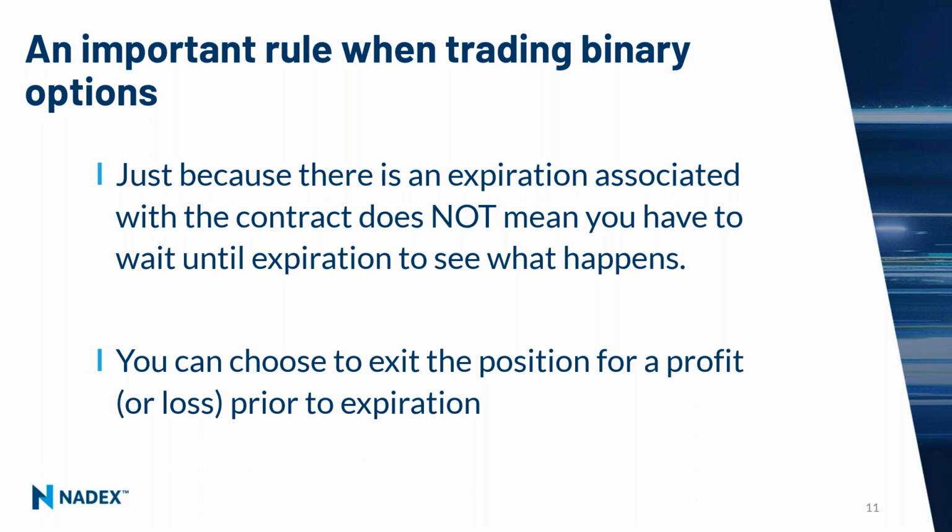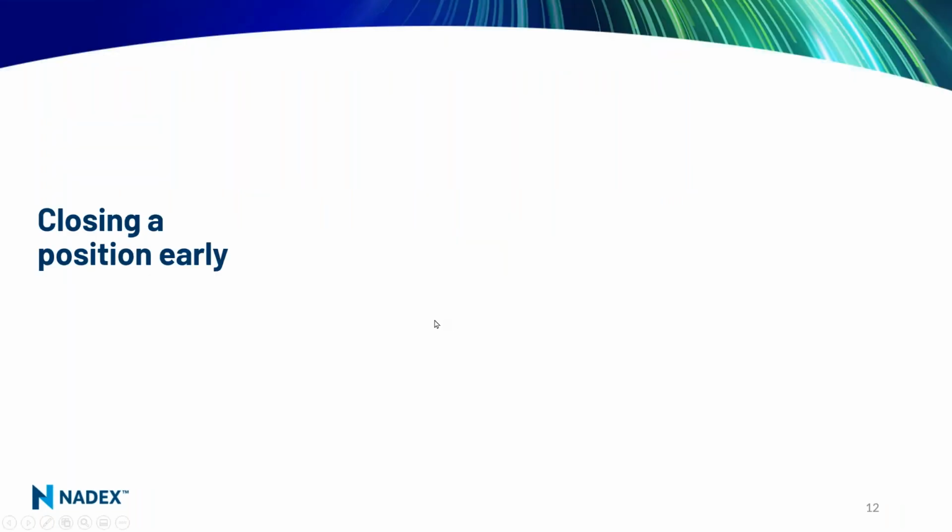You could choose to sell it back out at 30, take your lumps, lose $20, say I was wrong, I'm going to admit it, and you do not have to lose all 50. You can cut your losses if you want. So that is a very important rule when trading binary options.